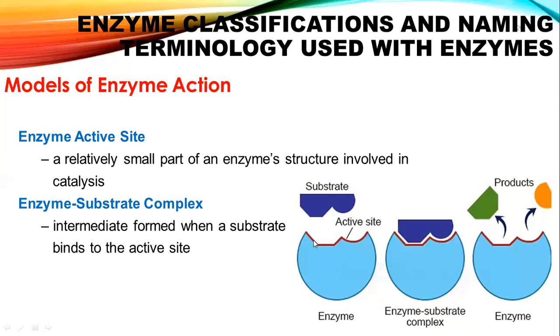There is a particular surface where it can detect or recognize a particular substrate. It's a relatively small part of the enzyme structure involved in catalysis. This active site is the particular site of the enzyme that would actually recognize a particular substrate.